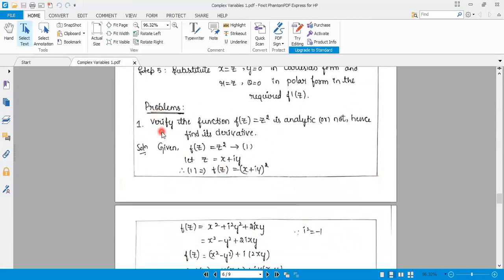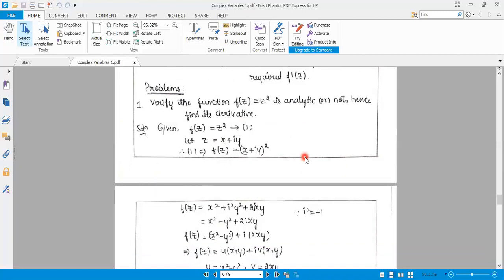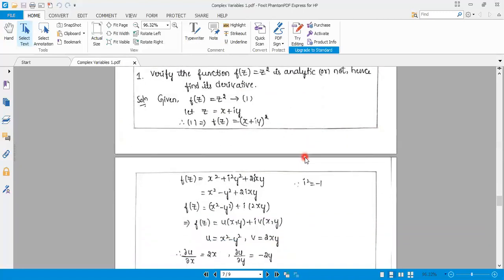We take up the first problem. Verify the function f(z) = z² is analytic, and hence find its derivative. First, let us verify the given function is analytic. That means we have to verify the CR equations.